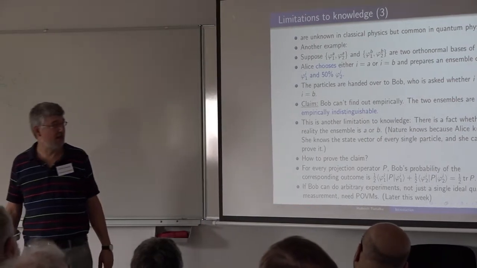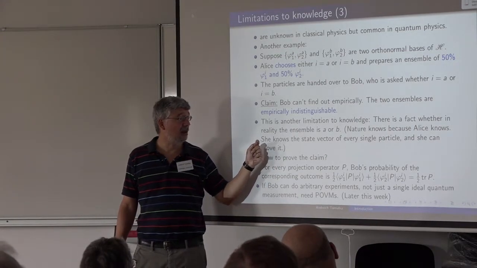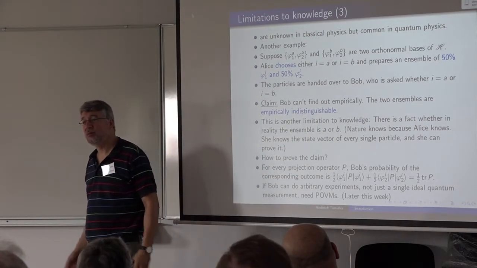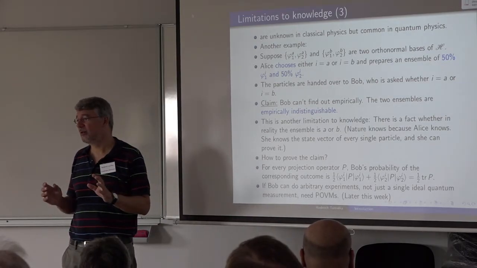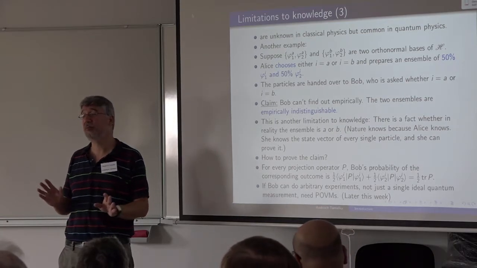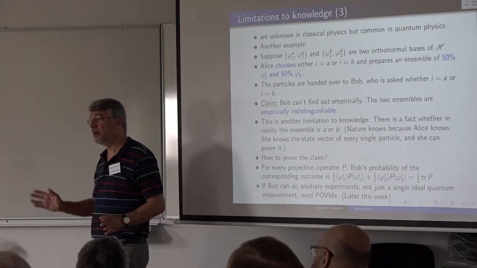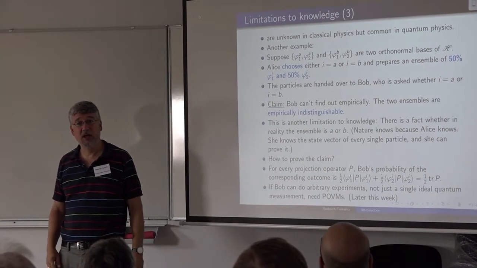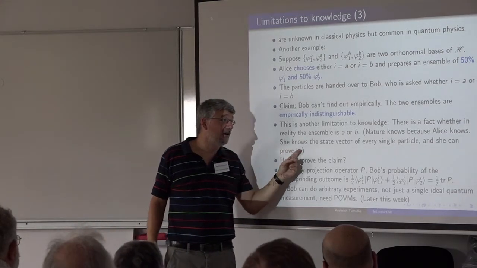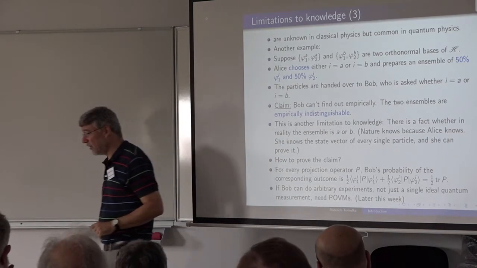So this is another example of a limitation to knowledge. There is a fact in reality about which ensemble is the right one, whether in reality the ensemble is A or B. That's because Alice prepared it. Let's say Alice in the end keeps track of which particle actually has which state vector, how she prepared each particle. So there's a fact about whether she prepared them 50% this way, 50% that way, or whether she prepared them 50% this way and 50% that way. Good. So in nature there's a fact about which ensemble it is, but Bob cannot find out.